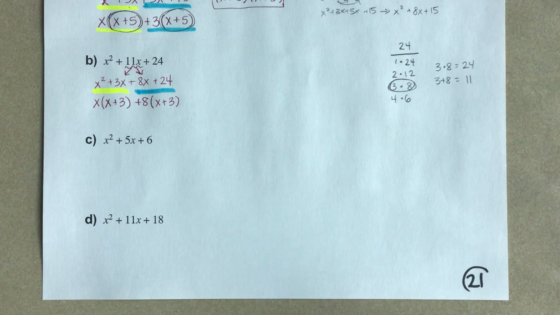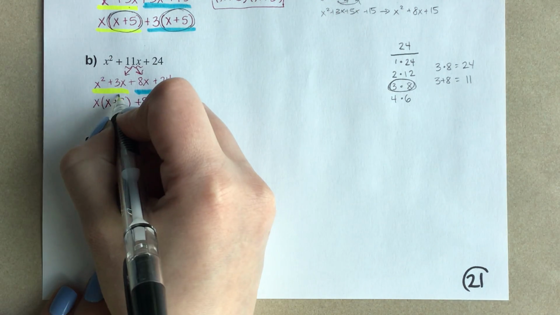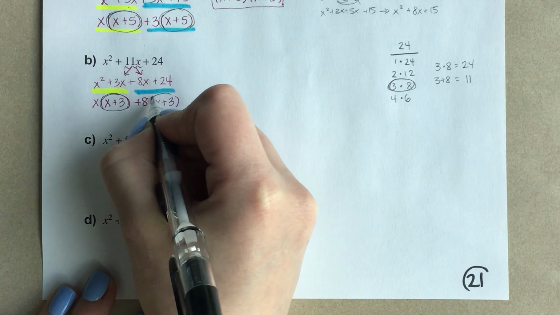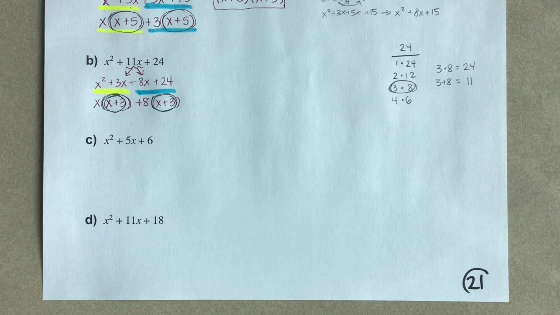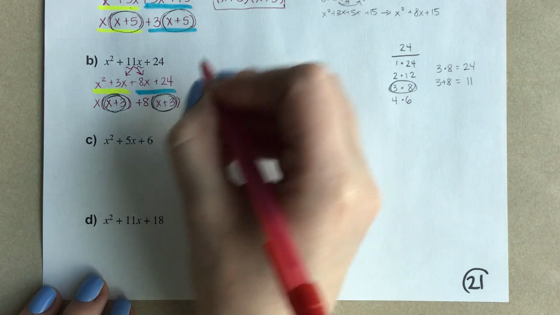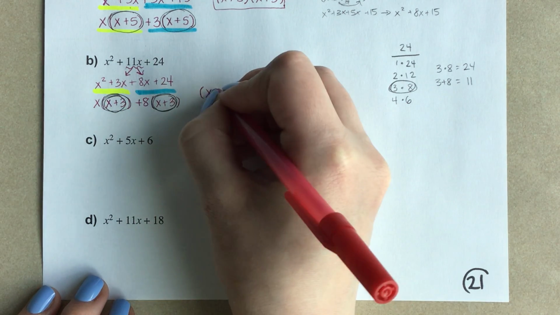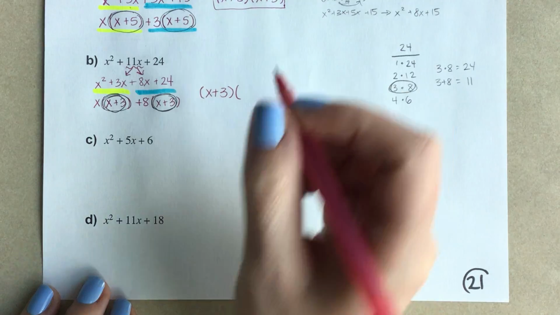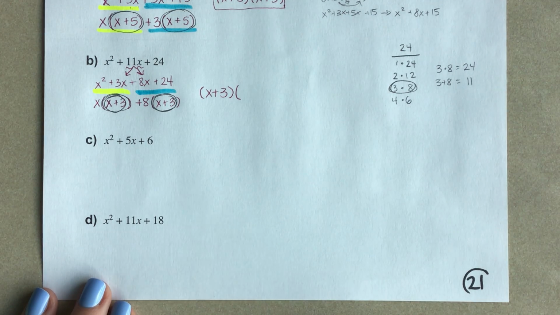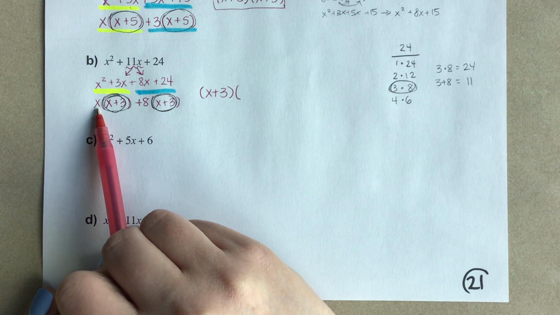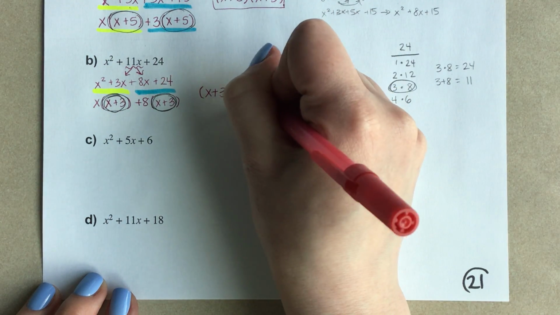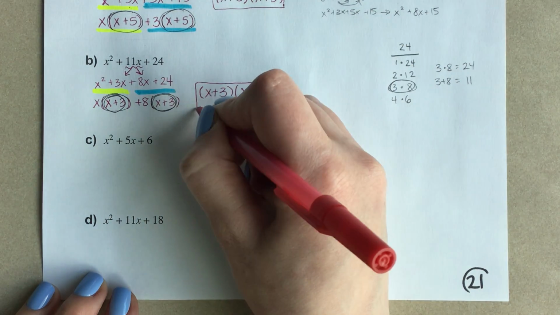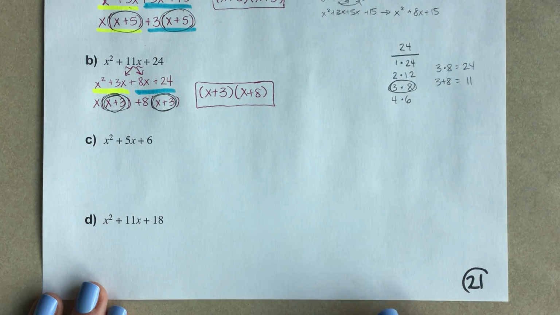Still within those two halves, I have this x plus 3 in common now. Notice how those parentheses match. So I can rewrite this. The x plus 3 is in common, so I'm going to rewrite it with x plus 3. And then what is left over when I pull those out? I have an x from the first part, and I have a plus 8 from the second part. And those are my two factors.